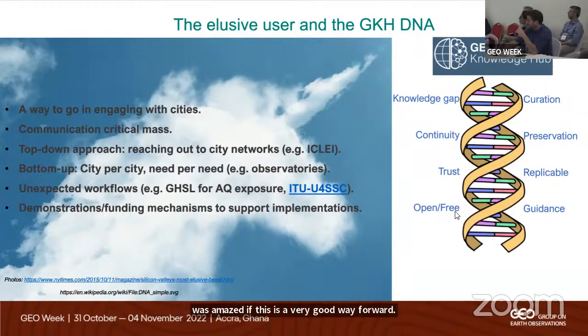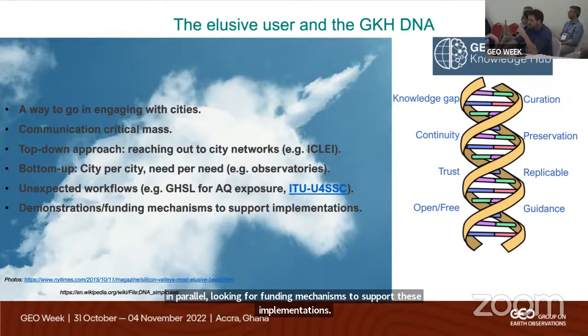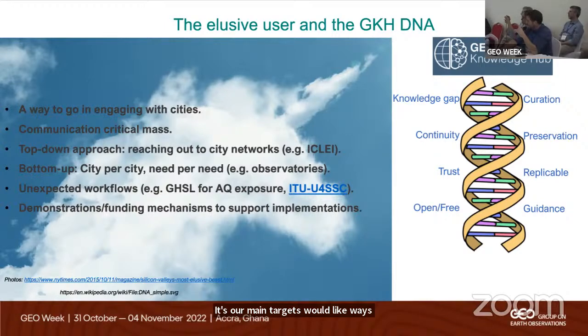Lastly, we are pursuing individual demonstrations with cities, while in parallel looking for funding mechanisms to support these implementations. And okay, the user is our main target, let's put it like this. In this process, we have come to understand that the toolkit and GeoKnowledge Hub share much of the same DNA. There is a knowledge gap. Everyone agrees on this. Stakeholders and personas don't know what is out there.